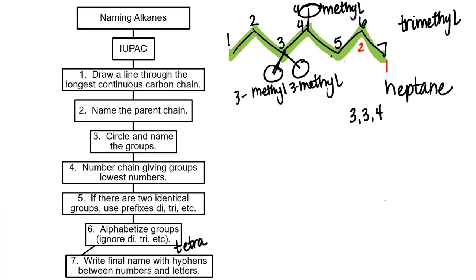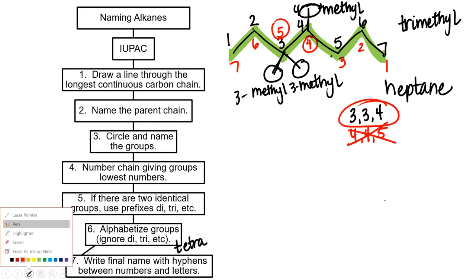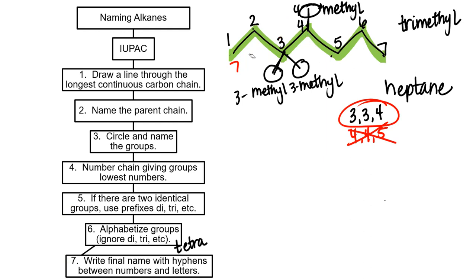Now let's try right to left. 1, 2, 3, 4, 5, 6, 7. In red, we'll have a 4 and 2 5s. We'll actually have 4, 4, 5. We want the lowest possible numbers, so we want the 3, 3, 4. So let's go ahead and get rid of the higher numbers and keep the 3, 3, 4.